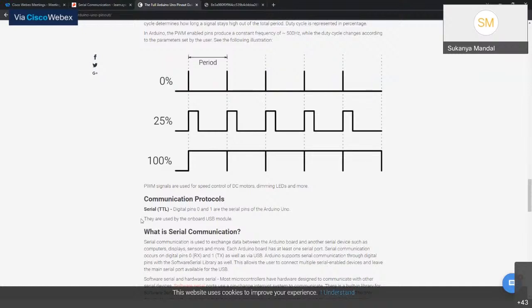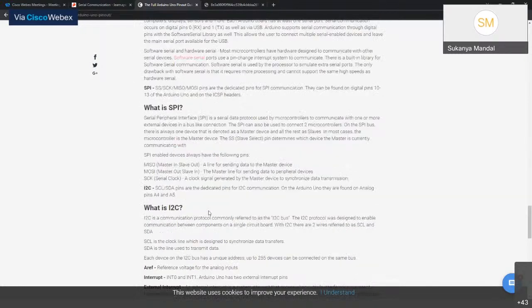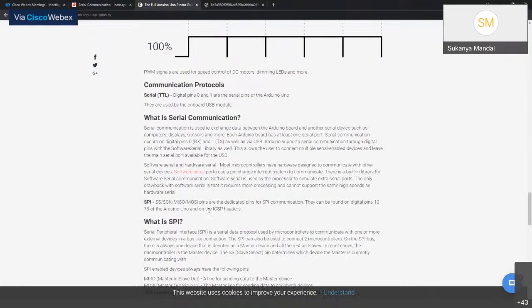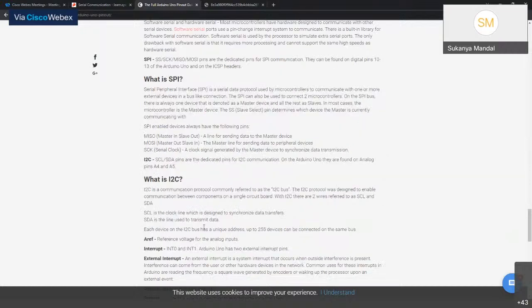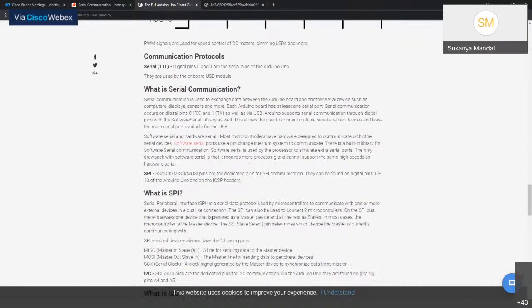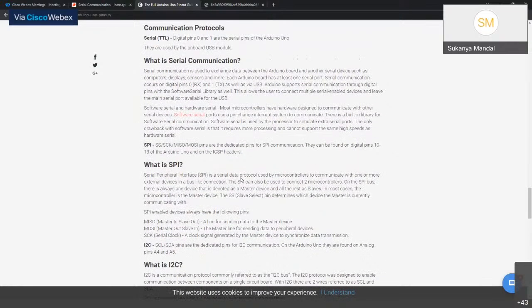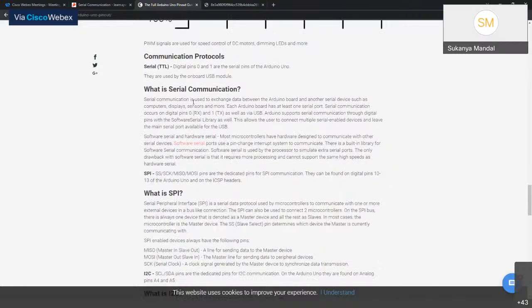All right. Now, communication protocols. We just covered serial, so I'll just cover serial right now, and then once we cover SPIs and I2Cs, I'll get back to this and explain the pins for SPIs and I2Cs. So basically, in this serial mode of communication, we covered what it is used for. It is for serial communication in the form of digital pins, 0 for receiver and 1 for transmission, as well as USB mode of communication.